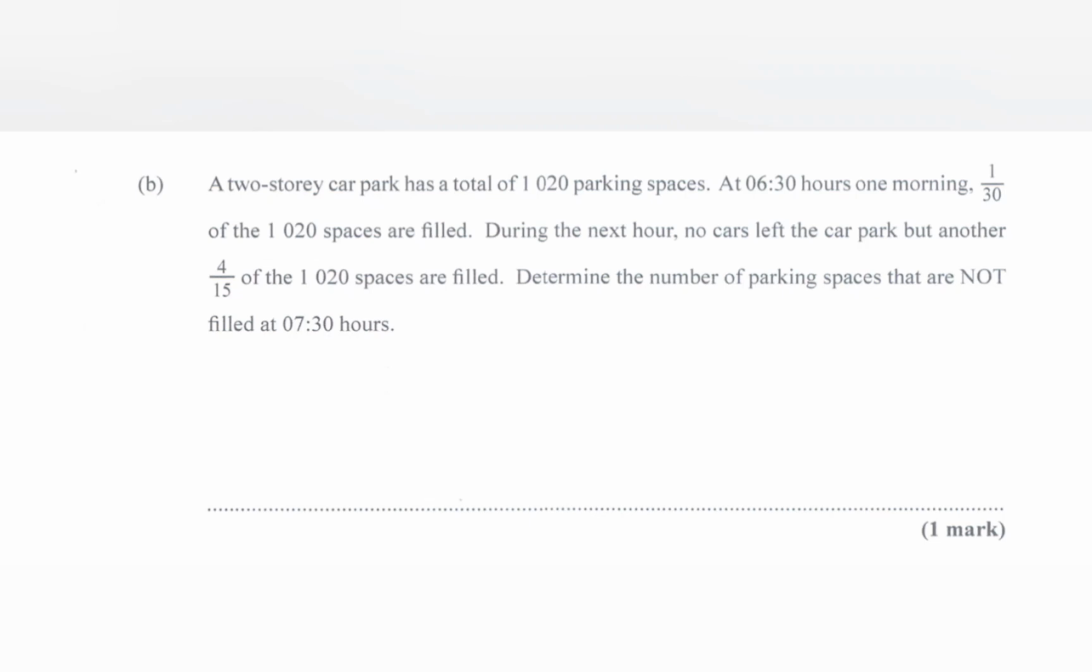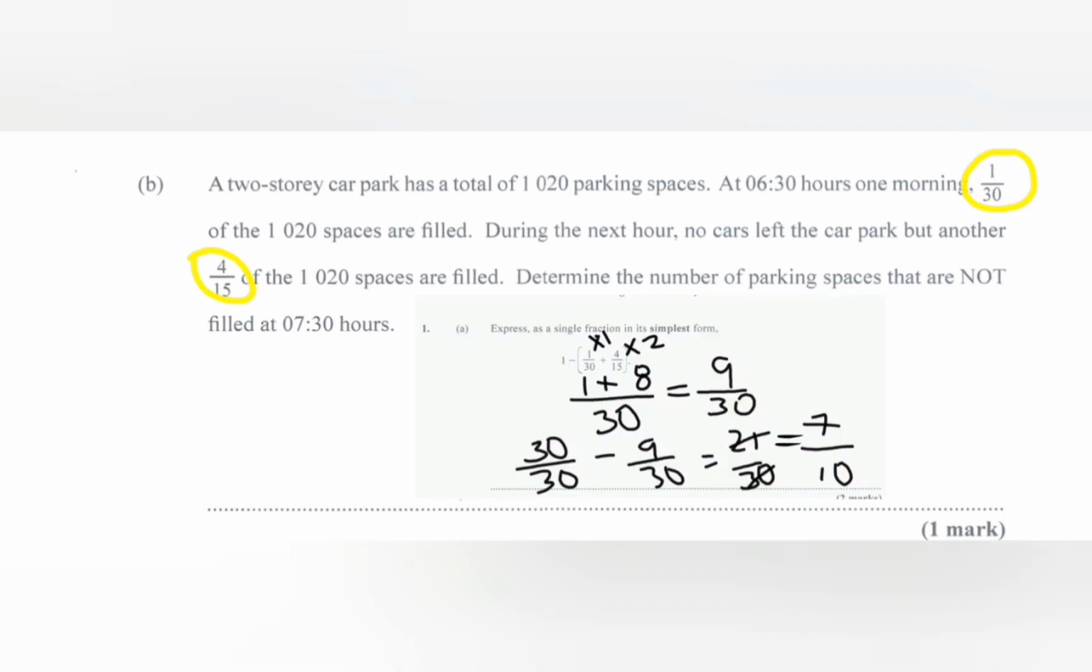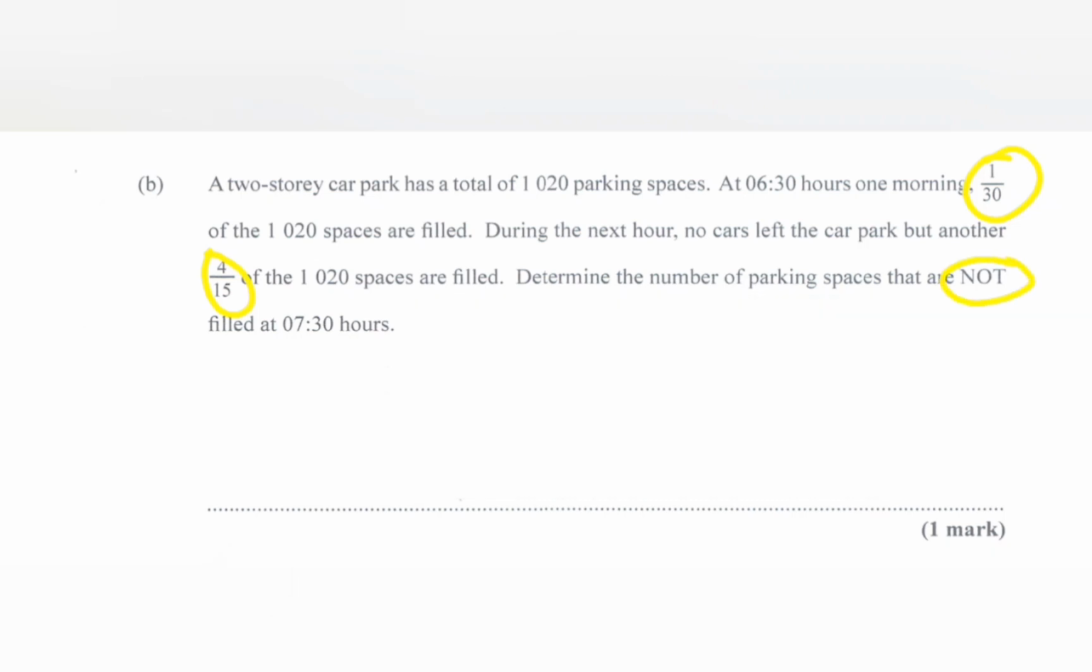So if we pay careful attention to the information in this part of the question, we see 1 over 30 and 4 over 15. These were the fractions that we added in part A of the question. And when we added those, they would represent the number of parking spaces that were filled. The question says we should determine the number of parking spaces that are not filled. So when we subtracted the total of these fractions from one whole, we got a final answer of 7 over 10. That's what we're going to use to calculate the number of parking spaces that were not filled at 7:30.